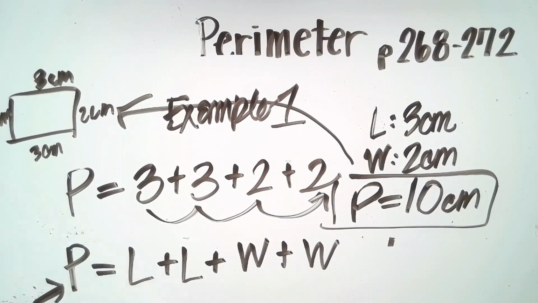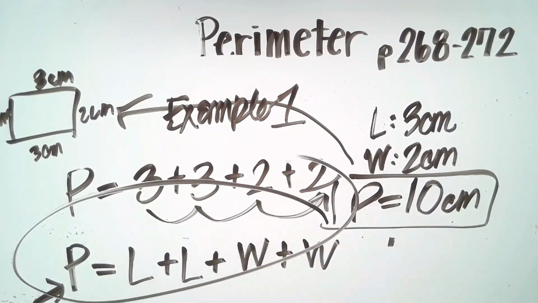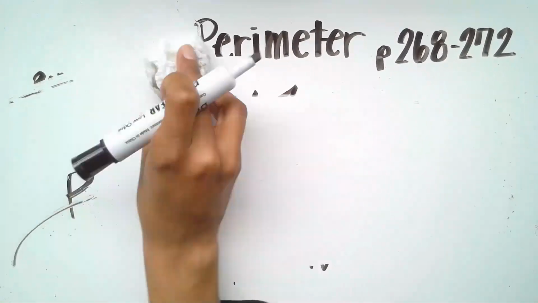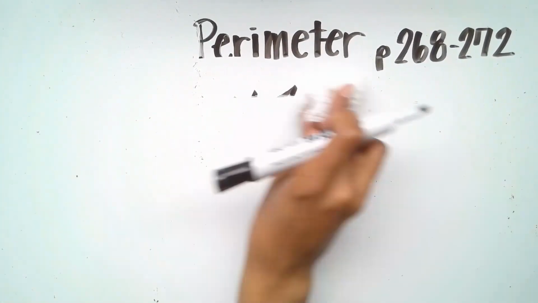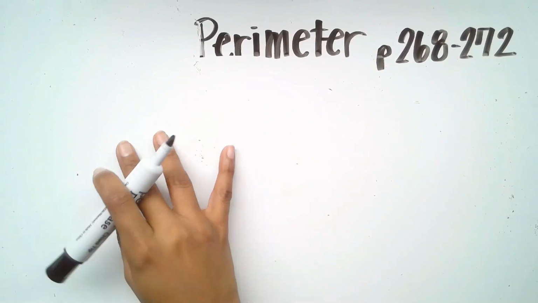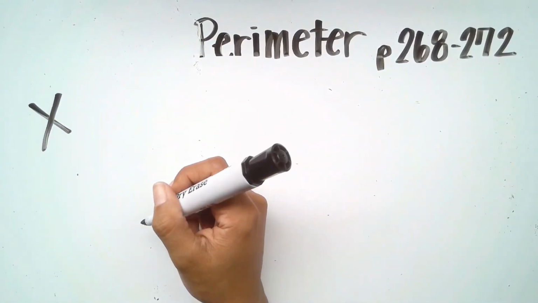All right, so we are actually going to give you another formula. We did the addition version here, but we're going to give you another formula for perimeter. And a quick way to do it as well is to do multiplication, right?